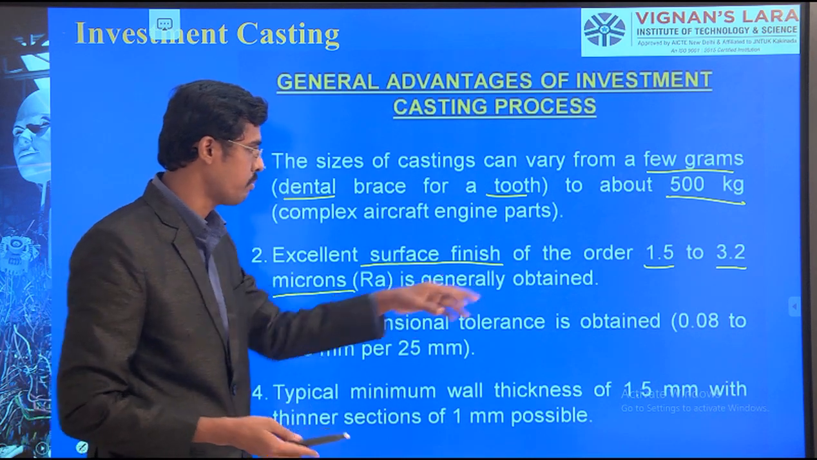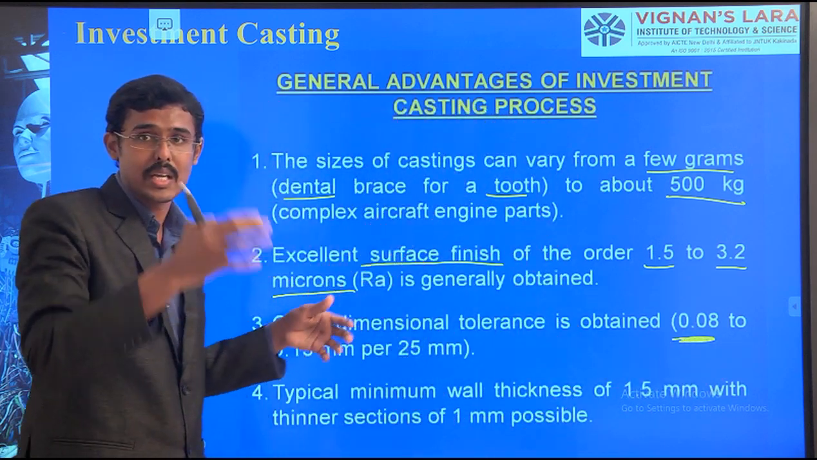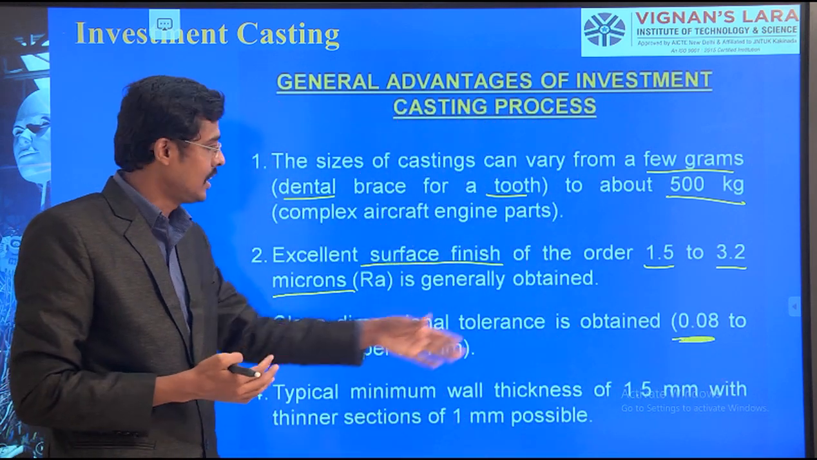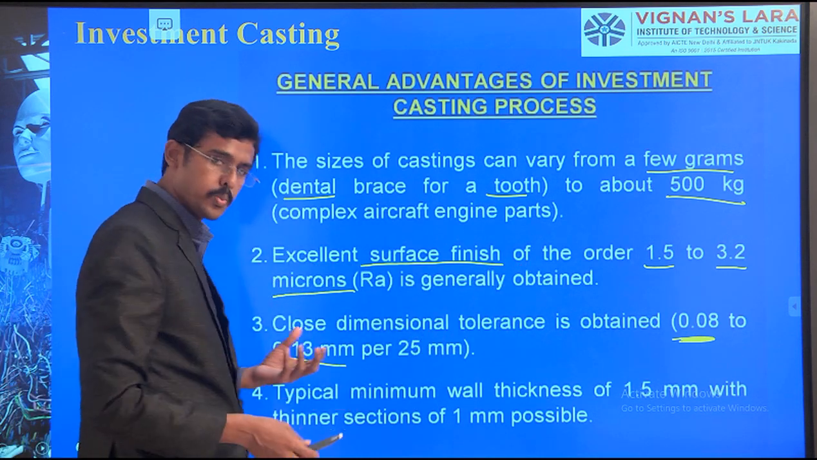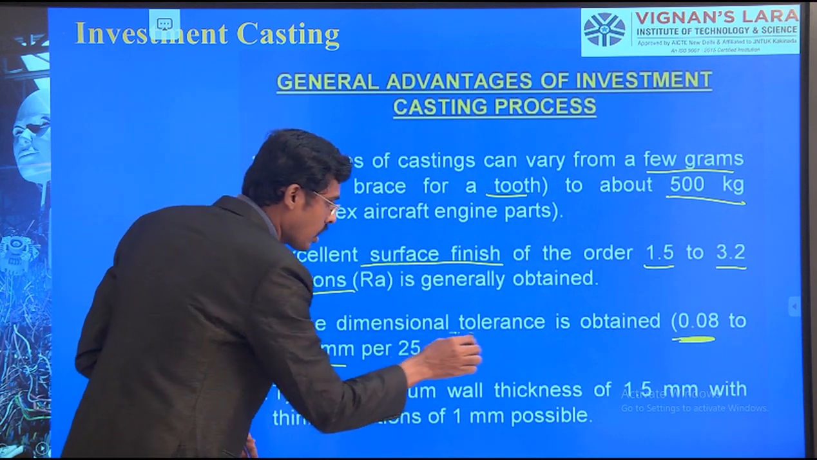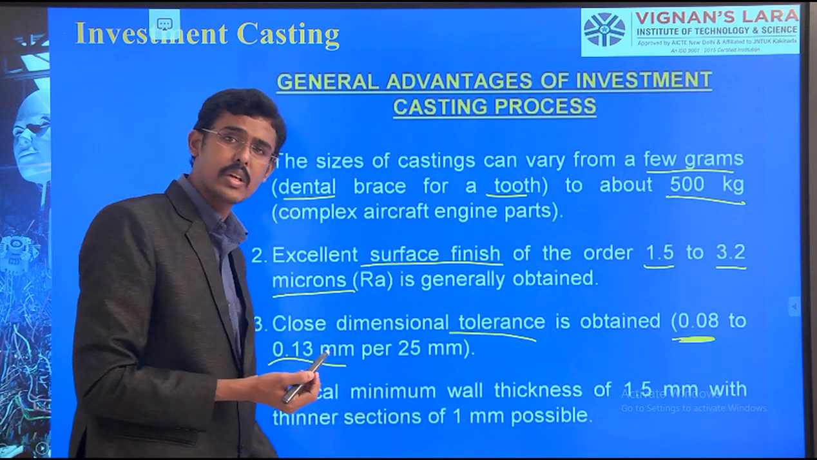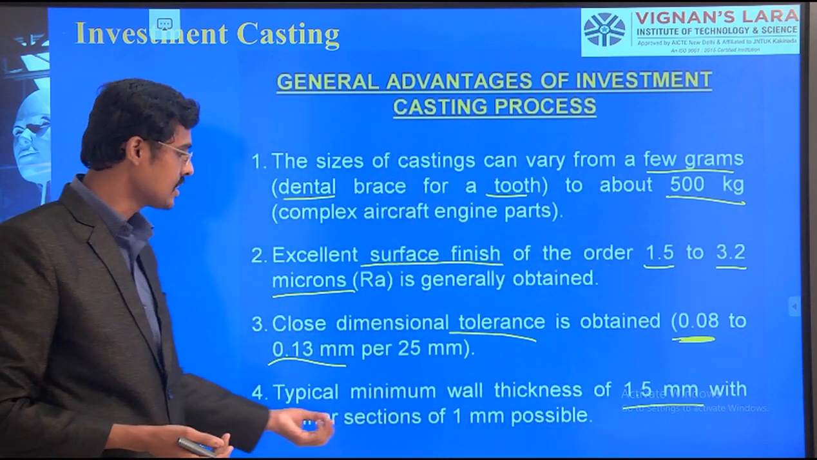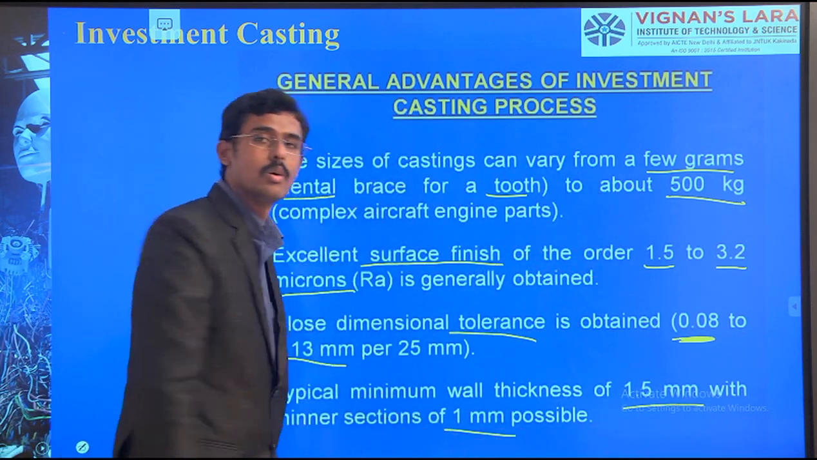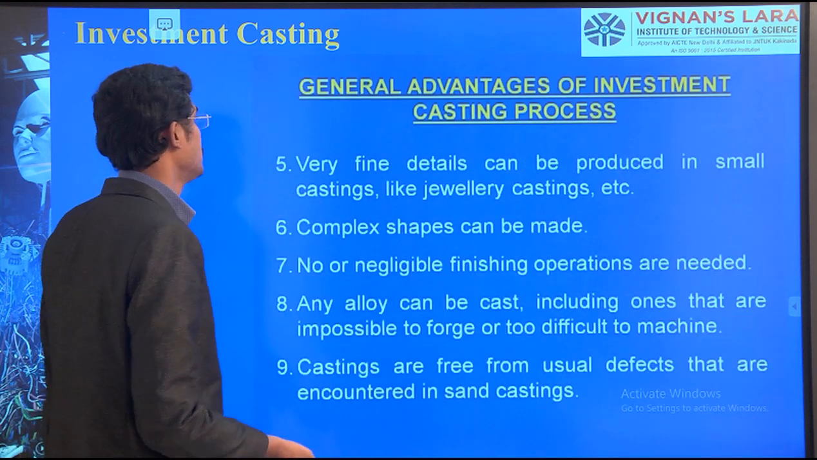Close dimensions. See, in sand casting we give allowances, distortion allowances, but those are not needed here. 0.08 to 0.13 mm close dimensional tolerance can be achieved. The typical minimum wall thickness, how much can we do? A minimum of 1.5 mm thickness can be done, with thinner sections of 1 mm also possible. So these are some of the advantages.